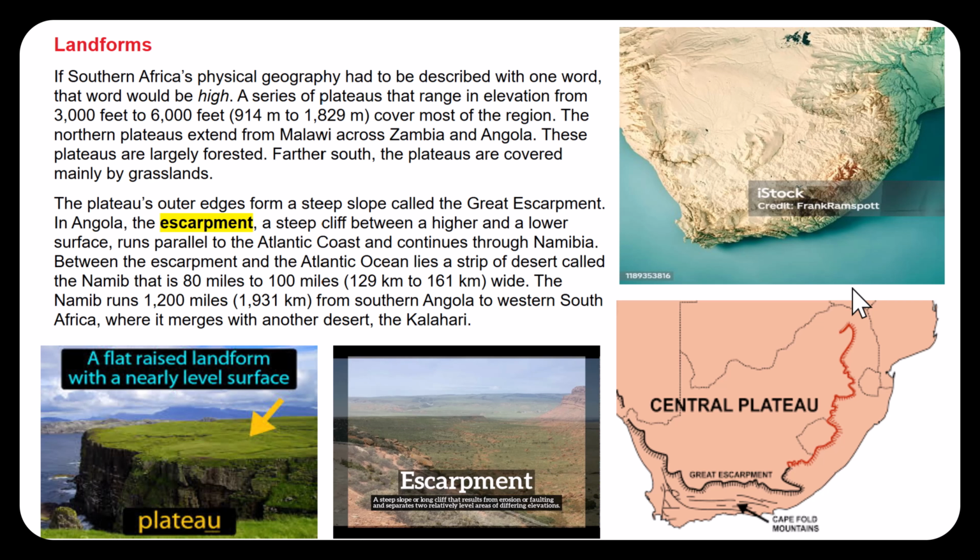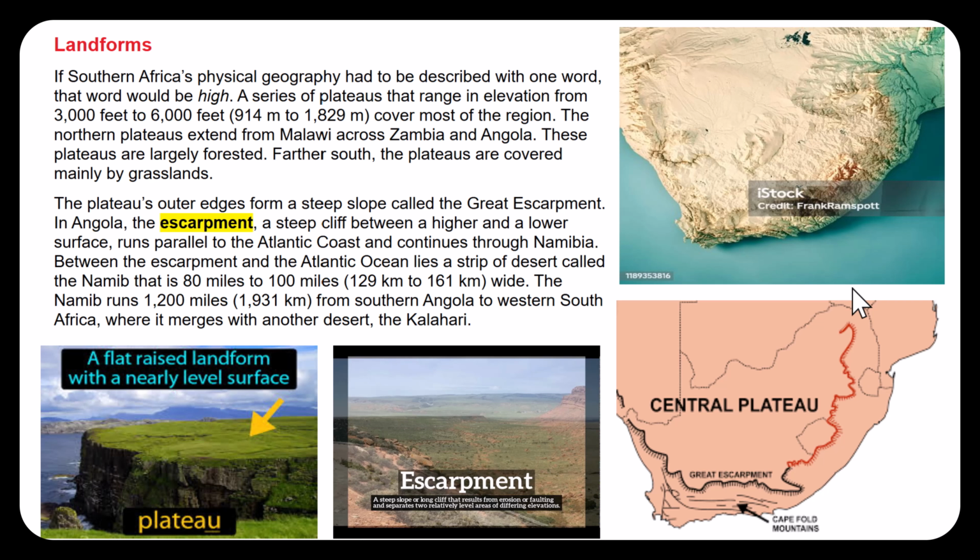and continues through Namibia. Between the escarpment and the Atlantic Ocean lies a strip of desert called the Namib. That is 80 miles to 100 miles wide. The Namib runs 1,200 miles from southern Angola to western South Africa, where it merges with another desert, the Kalahari.